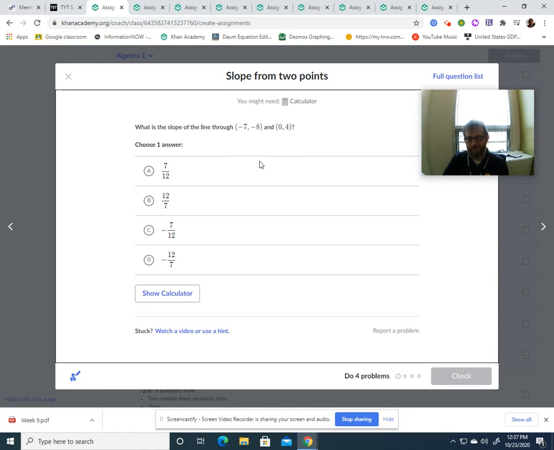All right, what is the slope? Well, it's my change in y. So that's negative 8 to 4, which is a change of 12. That's my top number, and it's positive. And then negative 7 to 0 is a change of 7. That's also positive, that's my bottom number. So it's positive 12 over positive 7.